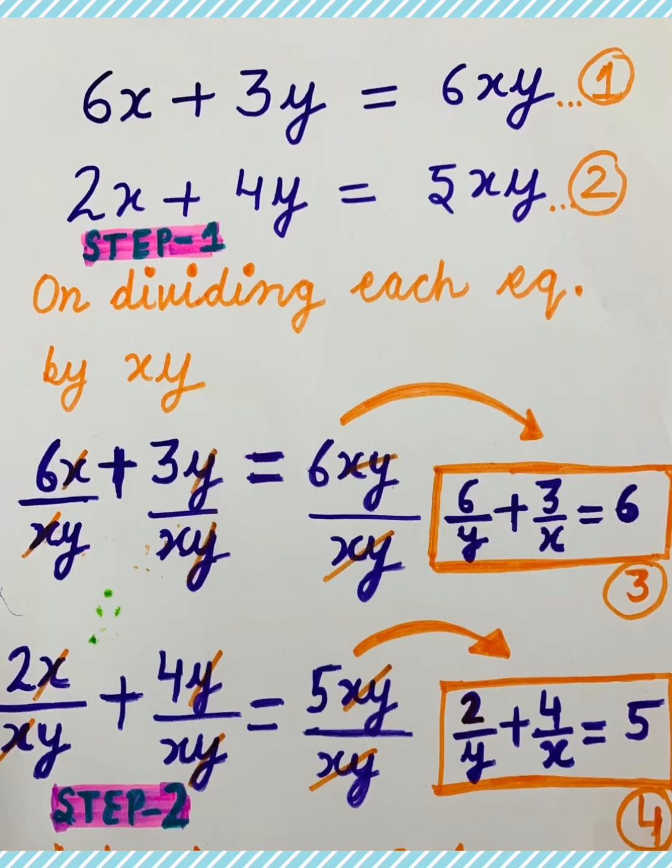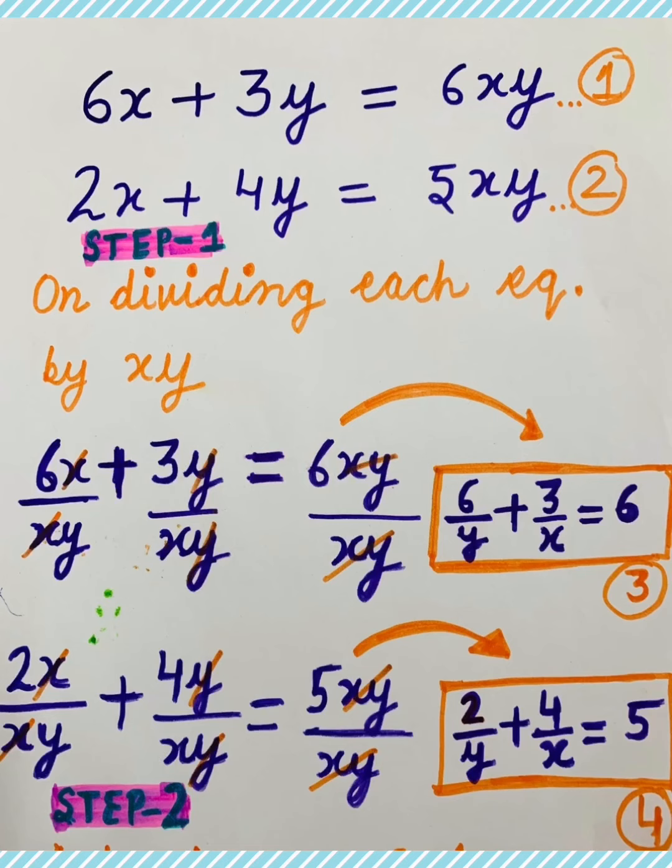Now children, in step 1, we shall divide both the equations by xy. So we shall write the statement on dividing each equation by xy. First of all, I will divide the first equation by xy. 6x will be divided by xy plus, as it is, 3y of the first equation will be divided by xy equal to 6xy will be divided by xy. I have taken only one equation, number 1.